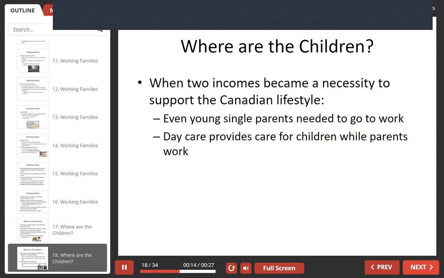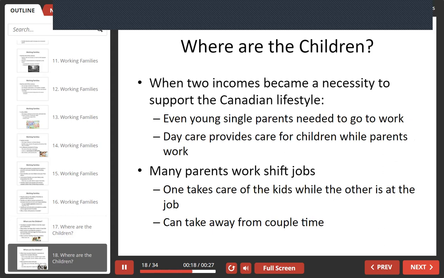Daycares then provide care for the children while parents work. Many parents work shift jobs where one takes care of the kids while the other is at the job, and this can take away from couple time.